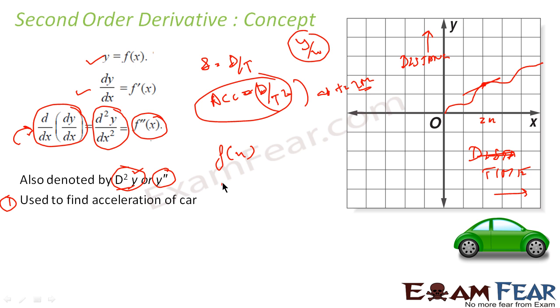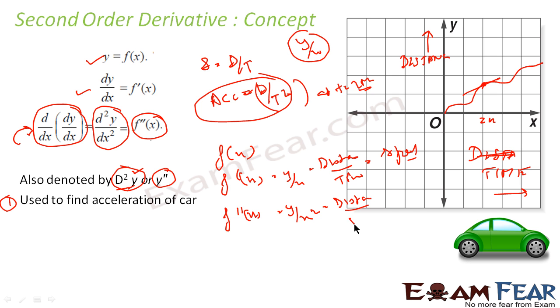So if I have f(x), my f dash x is nothing but y by x. And what is y? Y is distance. What is x? X is time. Distance by time is nothing but speed. So if I differentiate once, I get speed. If I double differentiate, this is nothing but y by x square, that is nothing but distance by time square. And what is distance by time square? Acceleration. Thus, if you double differentiate, you get acceleration. If you differentiate once, you get speed for a distance time graph. So this is one example where we use second order derivative.